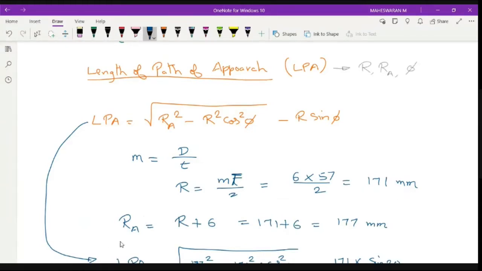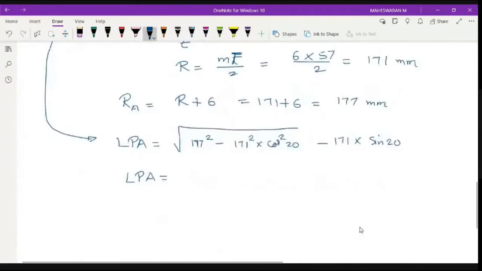Next, RA. To identify RA, I have to add the addendum. So we got 171 plus this addendum 6, we are getting 177. Next we substitute in the formula. RA square minus R square into cos square phi minus 171 into sin 20. Let us substitute it and find the answer. 15.7346, yes, you are getting 15.734 mm. Thank you. So now we got this LPA.